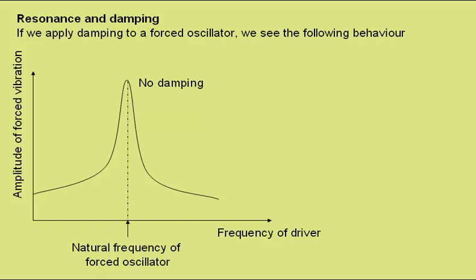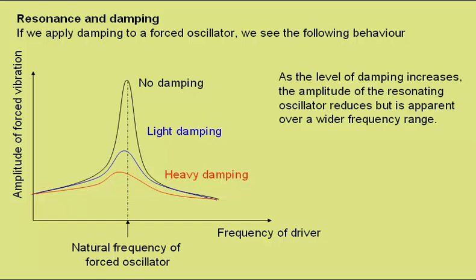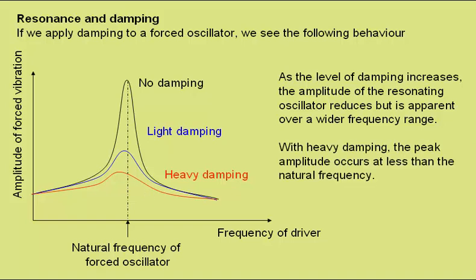With light damping, we get behaviour something like this. And with heavier damping, behaviour like this. So we see as the level of damping increases, the amplitude of the resonating oscillator reduces from this to this to this amplitude, but it is apparent over a wider frequency range. Also with heavy damping, the peak amplitude occurs at less than the natural frequency. See here the peak is at the natural frequency, and here it's gone across to the left, and here further across to the left.